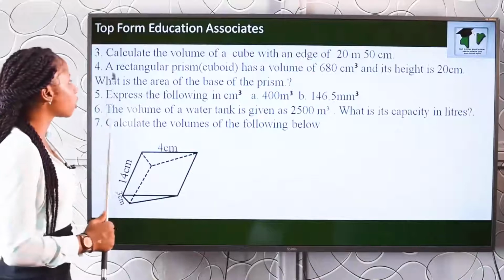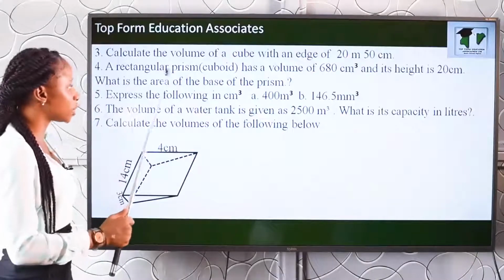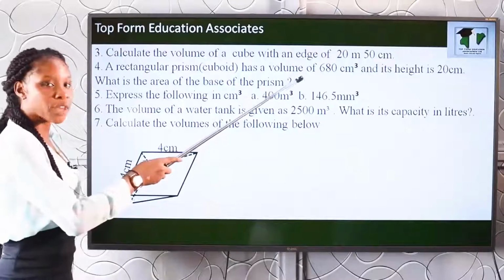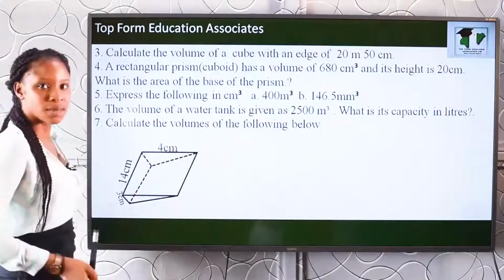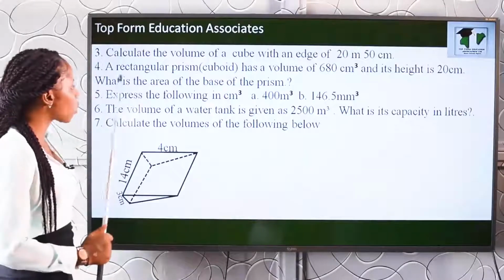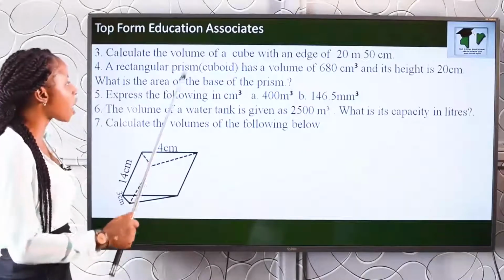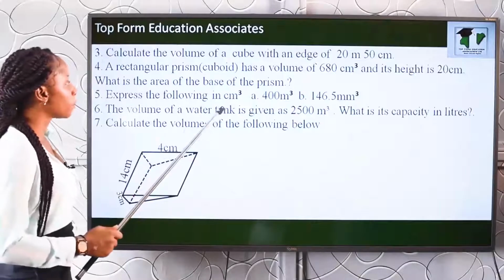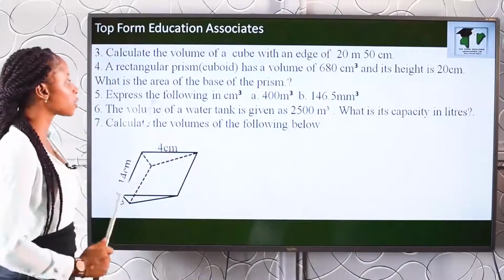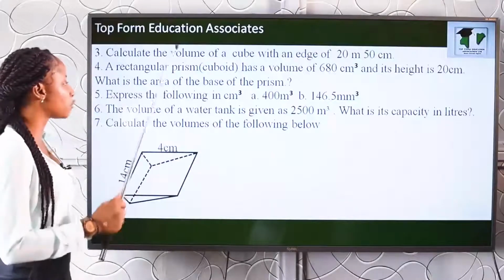Number four, a rectangular prism, which is also a cuboid, has a volume of 680 centimeter cube, and its height is 20 centimeters. Now, the question is, what is the base area of the prism? A rectangular prism or a cuboid has this volume. We are asked to look for the area of the base of the prism.